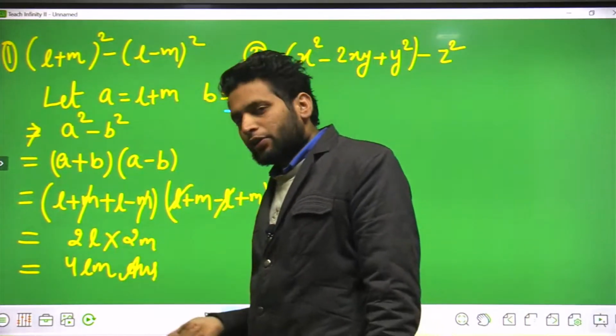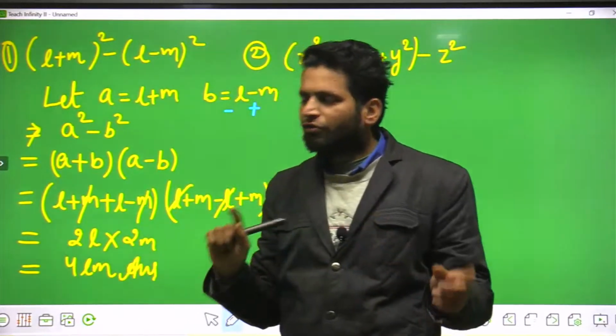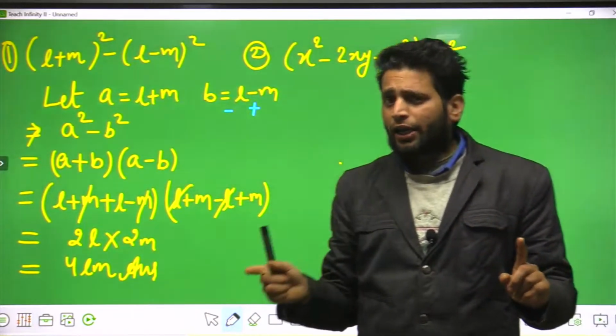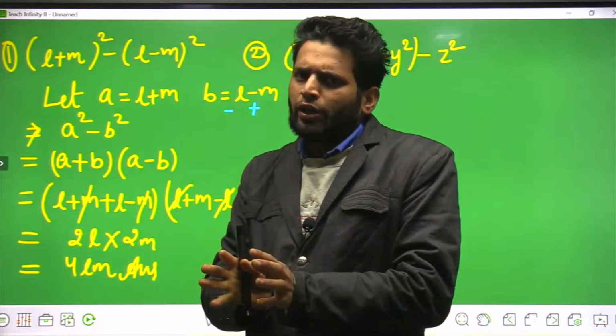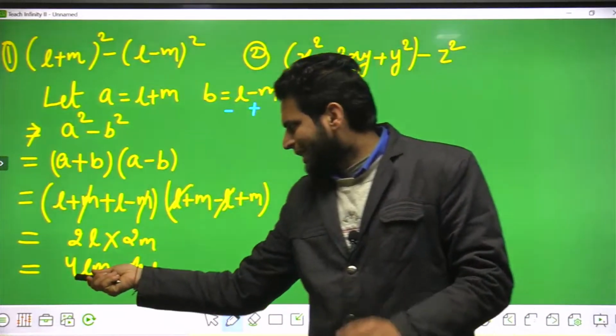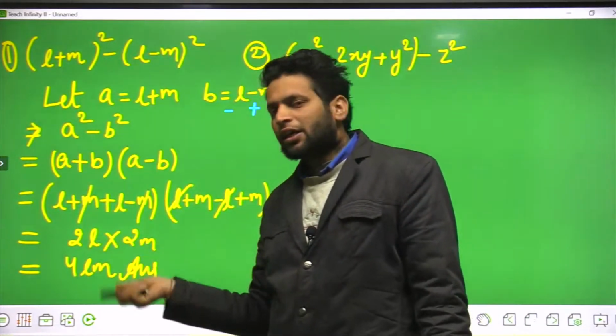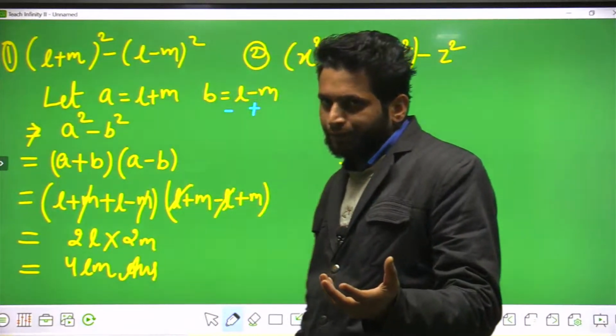So 2 multiplied by 2 will be 4, and L and M are two different variables. So when we multiply, we just write them together only. So we can say that the result of this question is 4LM. I hope you all have understood.